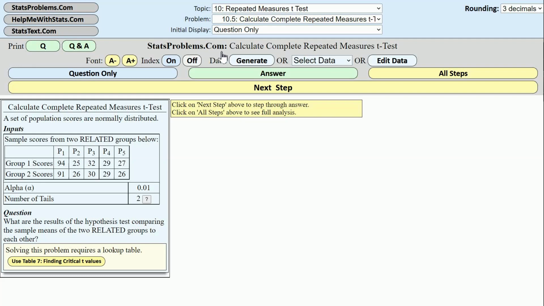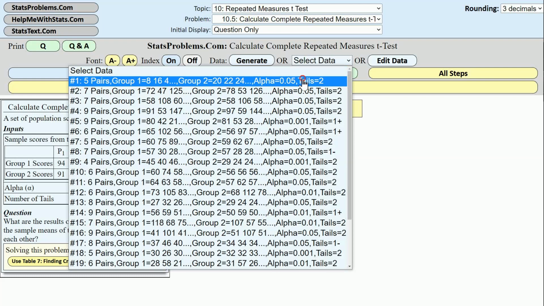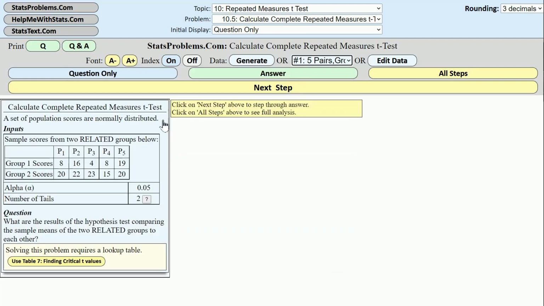Statsproblems.com was used to create this tutorial, which can help us calculate a complete repeated measures t-test. Let's begin by selecting one of the 25 example problems. The question appears in the blue box.